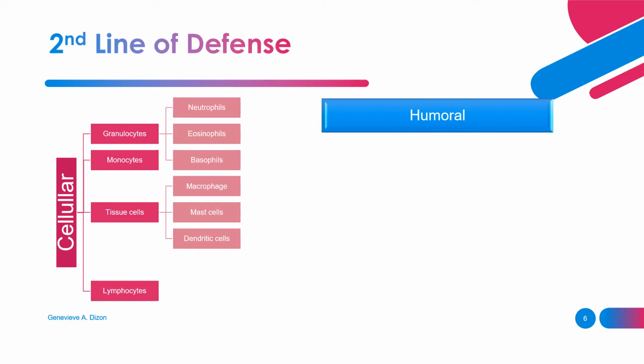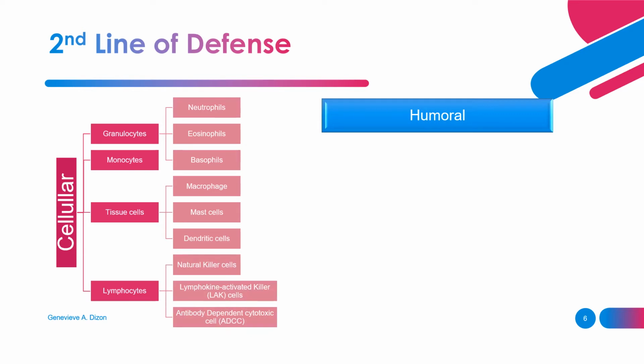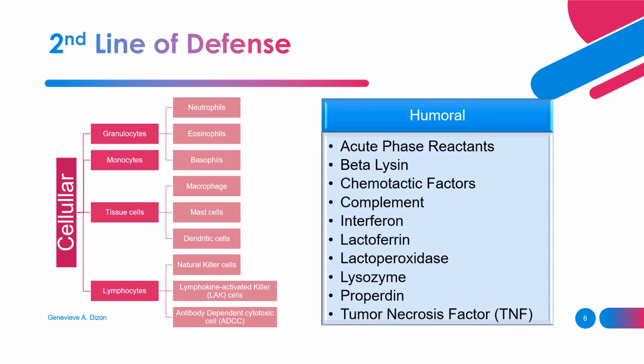The lymphocytes in the second line of defense are different from the lymphocytes mentioned in the third line of defense. The lymphocytes here are called the natural killer cells, the lymphokine-activated killer cells, and the antibody-dependent cytotoxic cells. So these are different lymphocytes. Under the humoral factors are different chemicals, and just to enumerate them are the acute phase reactants, beta-lysine, chemotactic factors, complement, interferon, lactoferrin, lactoperoxidase, lysozyme, properdin, and tumor necrosis factor. Each of these components will be briefly discussed in the succeeding slides.